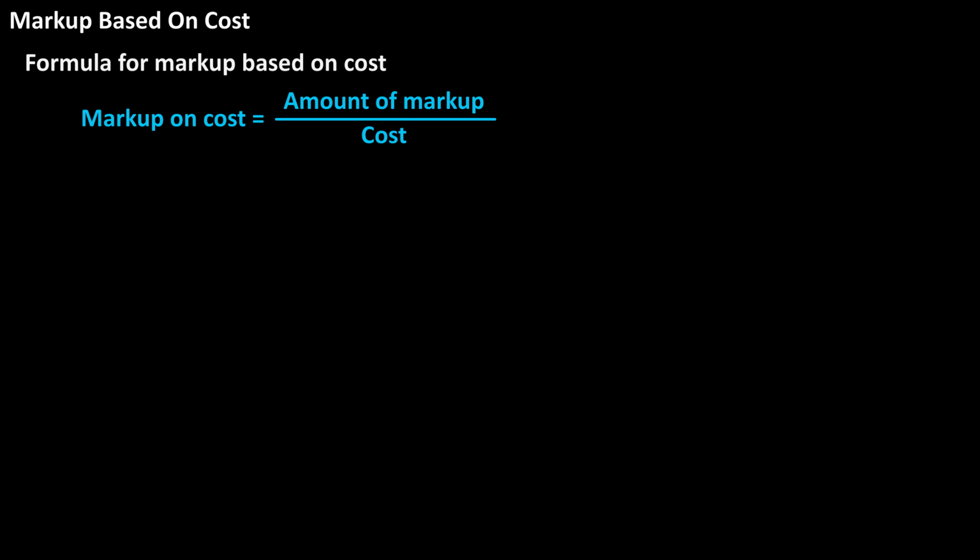The formula for markup based on cost is markup on cost equals the amount of markup divided by the cost, and the answer will be stated as a percent. So the markup is stated as a percent of cost.